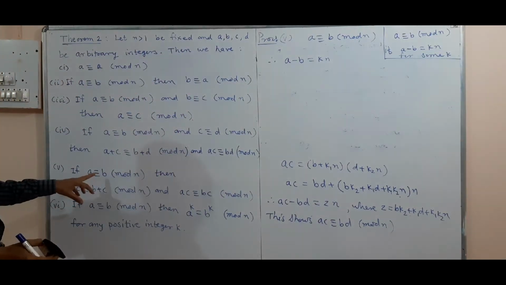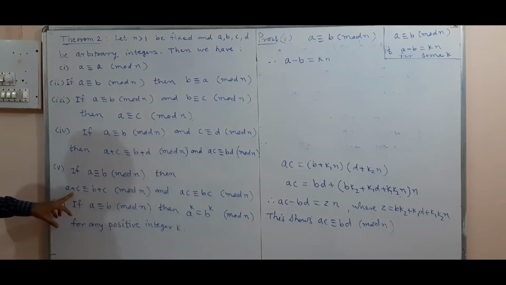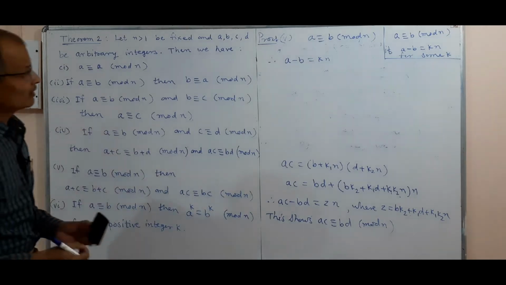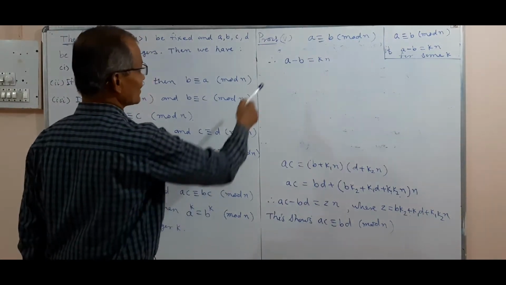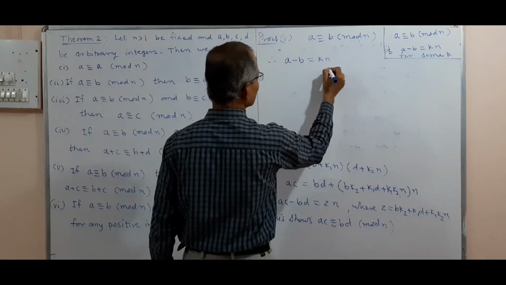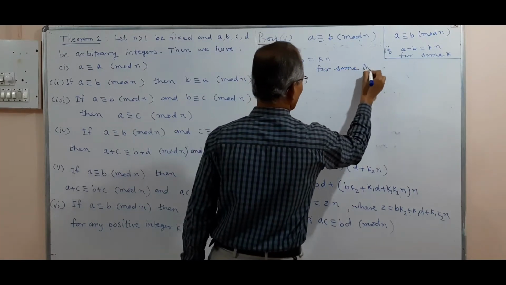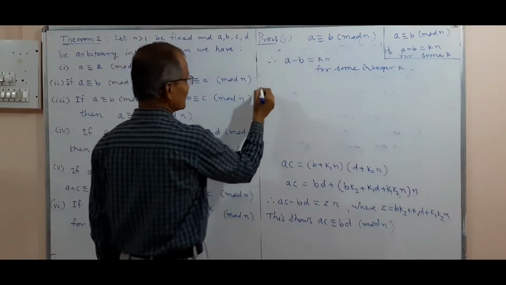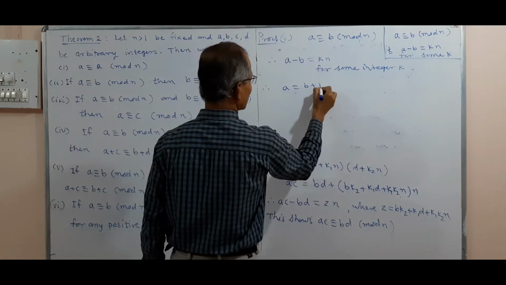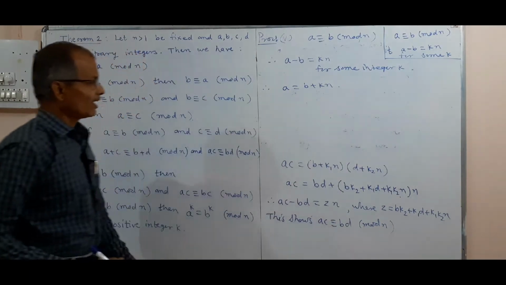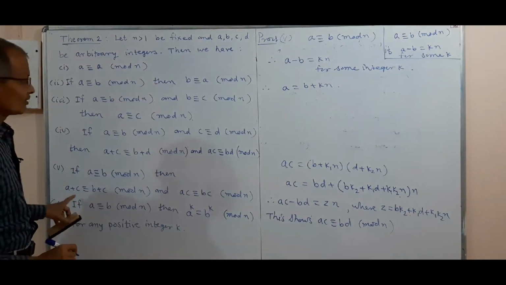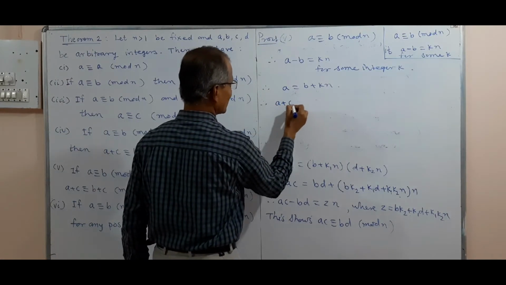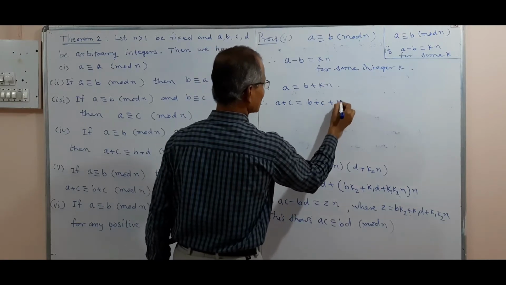And next what we have to show is A plus C is congruent to B plus C modulo n. This we have to show. And from this we can consider the value of A, for some integer k. And therefore now the value of A is equal to B plus Kn. And now we shall add C to this A on both sides. Therefore A plus C is equal to B plus C plus Kn.